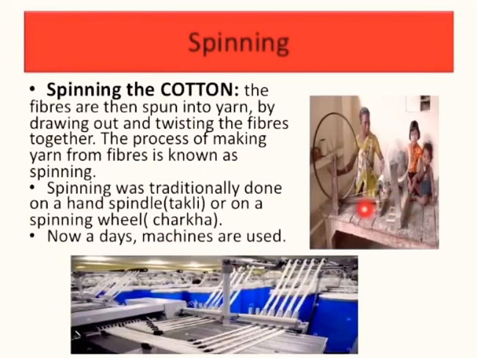Like this, you can see in this picture, a lady is spinning the charkha. I think all have heard about the charkha. So she is spinning the yarn from fibers. Spinning was traditionally done on a hand spindle like takli or on a spinning wheel, that is charkha. But nowadays machines are used at the larger area for the spinning.